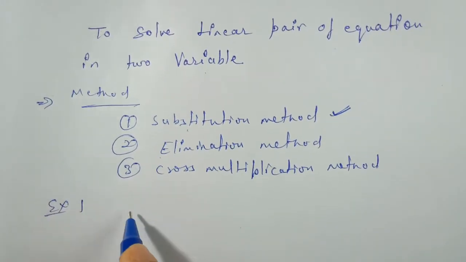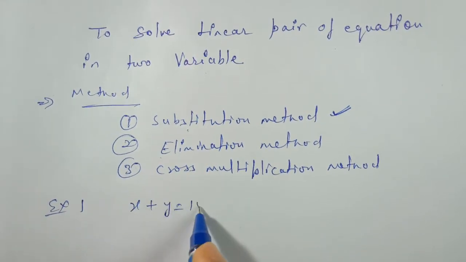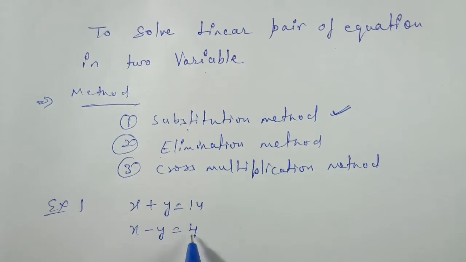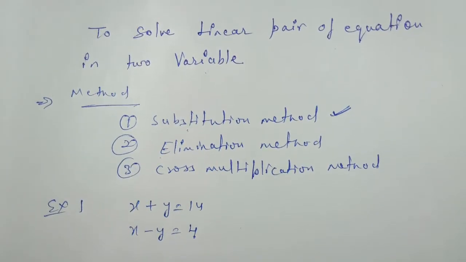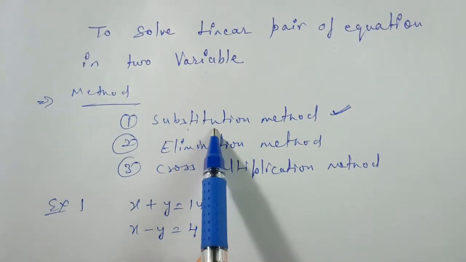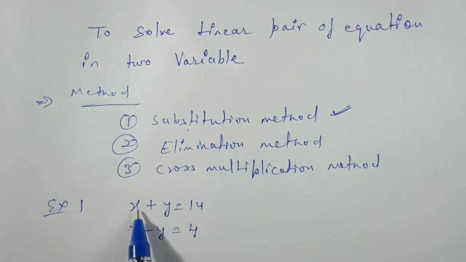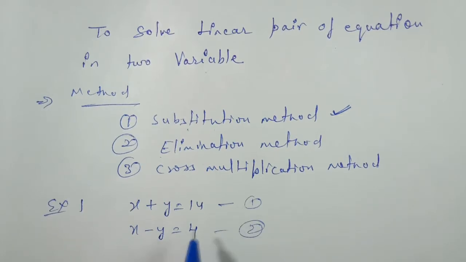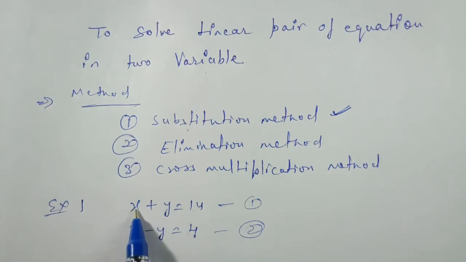Number one, example: suppose we have a pair of linear equations, x plus y equal to 14 and another, x minus y equal to 4. Substitution means we have the two variables x and y. Let us call these the first equation and the second equation. Out of these two, we select one equation, and from that equation we find the value of one variable.